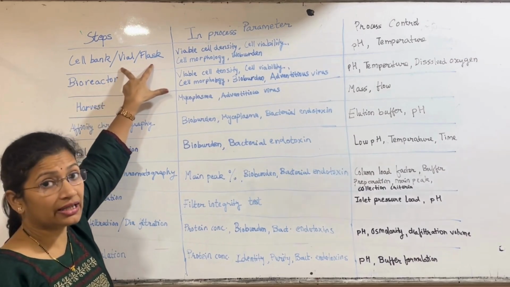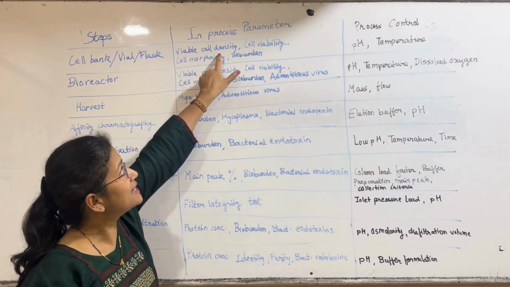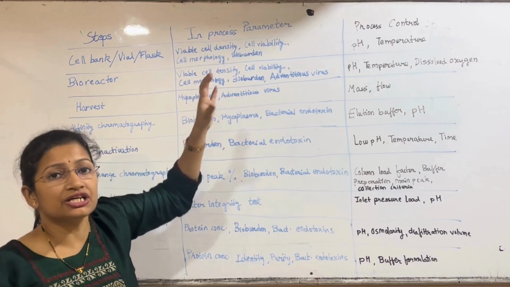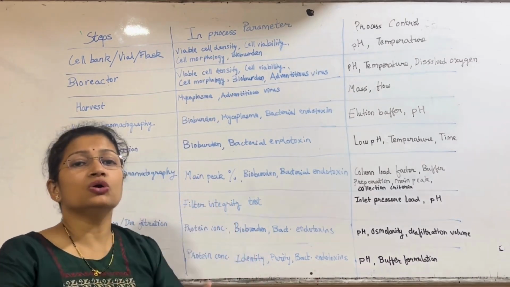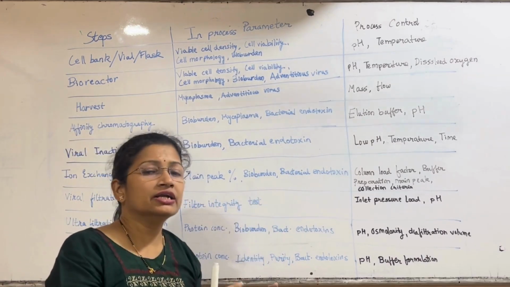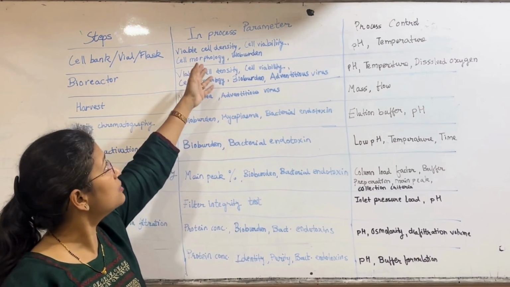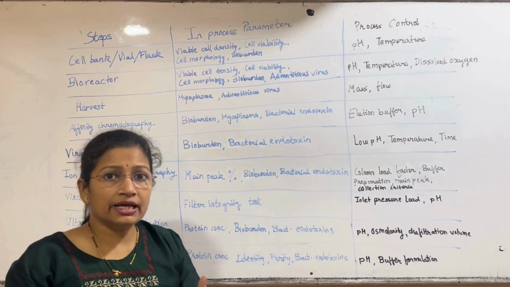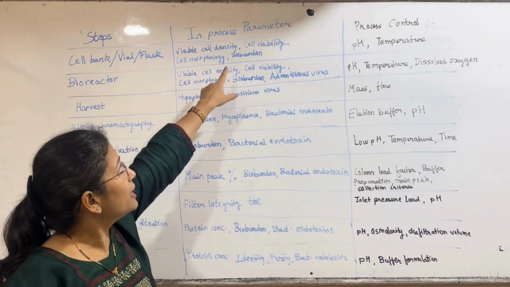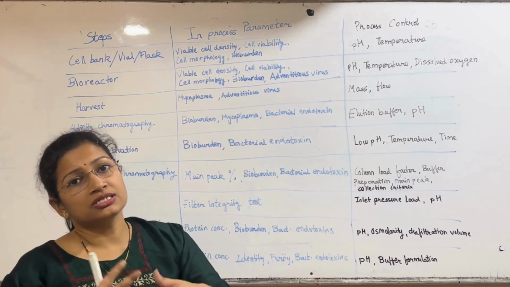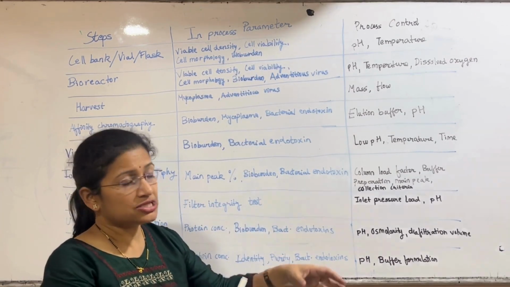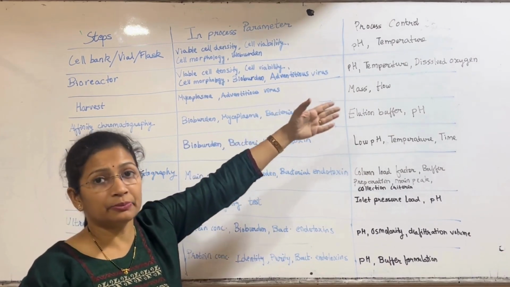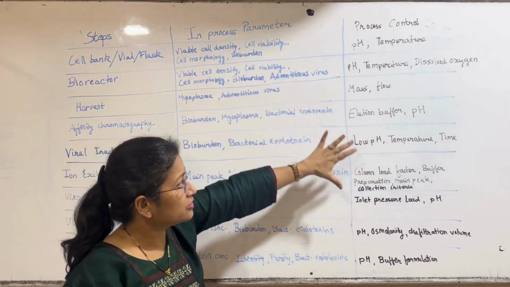For cell bank, vial and flask, it is viable cell density, cell viability, cell morphology, bioburden. So whatever collection we have got, we need to understand whether it is of desired cells. So we need to understand cell morphology, whether the cells are viable or inactive, non-viable, and bioburden. We need to understand if they carry any adventitious agents or not. Process controls are definitely pH and temperature, which we are going to control.